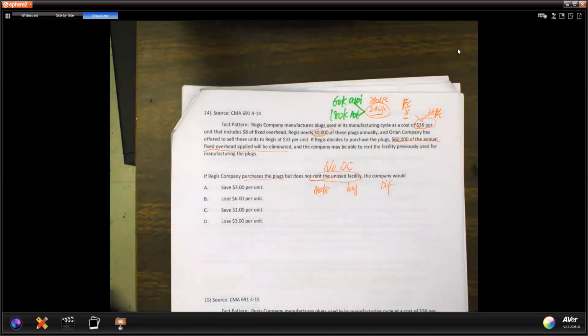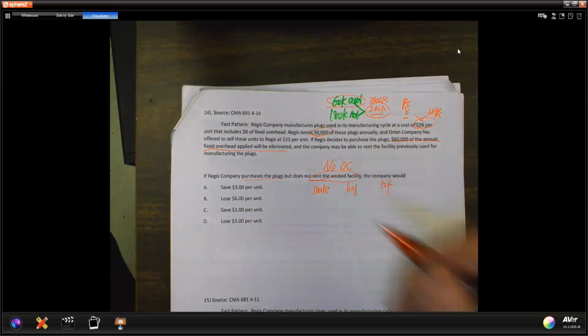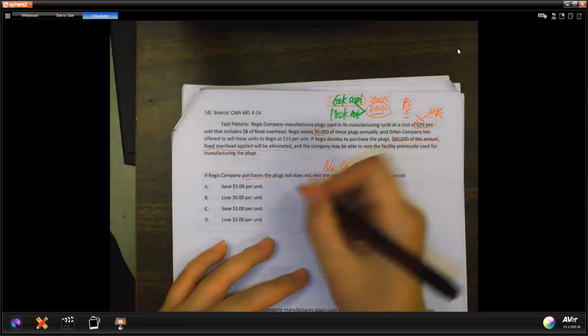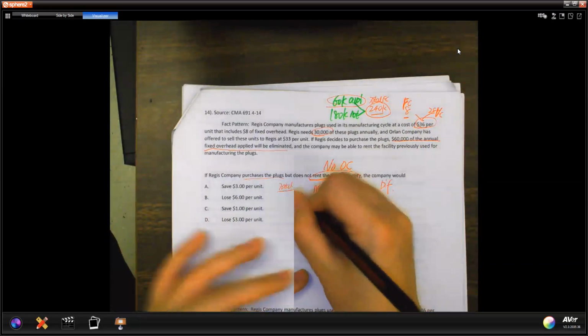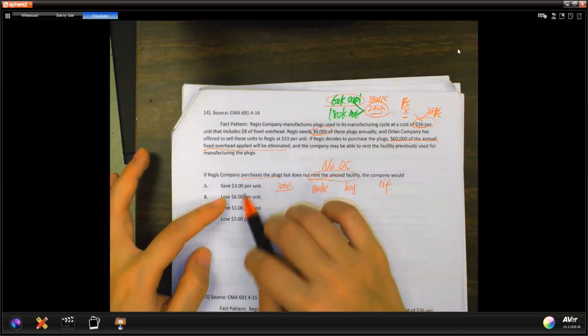So which one is the relevant number we should use? We always use the relevant, which is the one that makes a difference, right? The 60,000 will make a difference under make or buy. The 180,000 will not make any difference because it's not avoidable. No matter if you make or you buy, you still have to pay 180,000. So now I'll do the total number, right? You can do each. Actually, each is easier because later it talks about per unit.